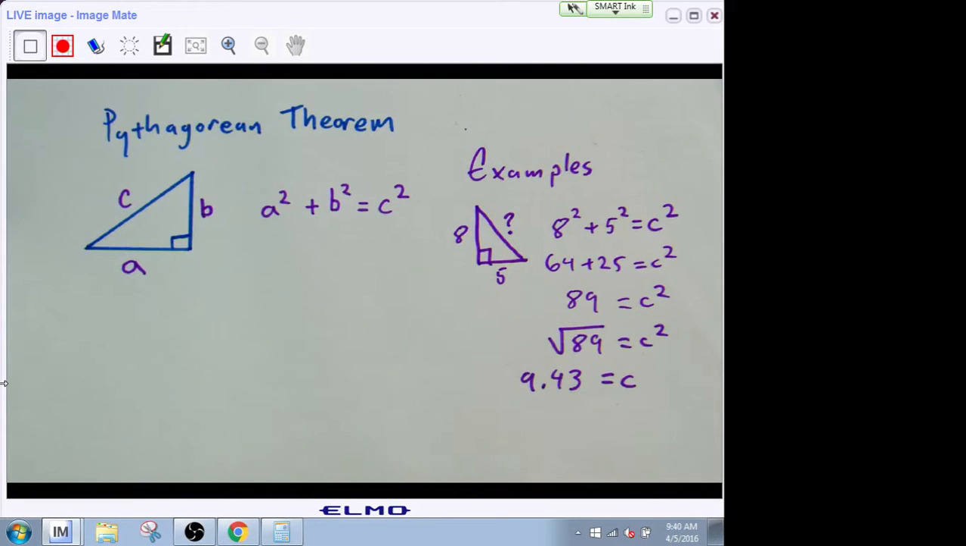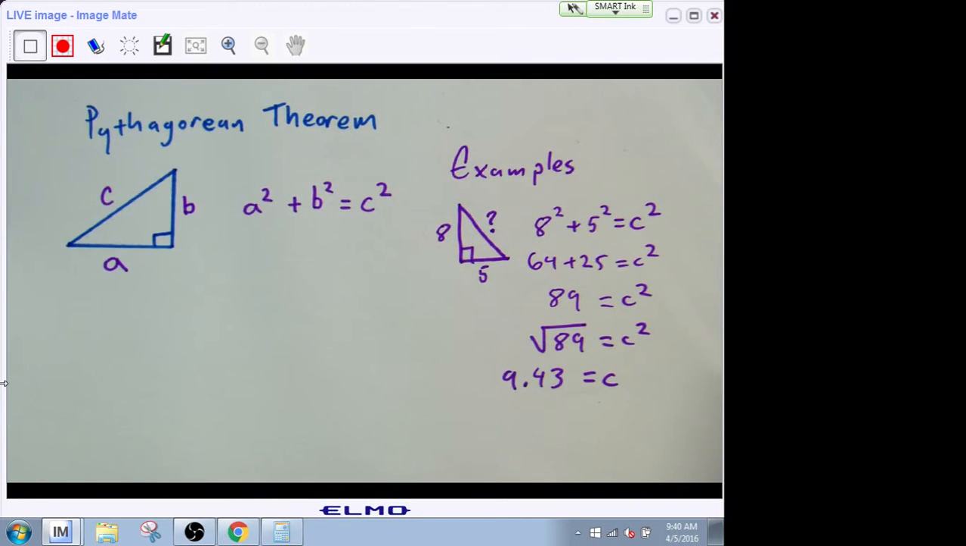Yeah? So now you want us to simplify? Yeah, for a lot of these, it's going to ask you the distance, so you can go ahead and simplify it. I want you to be able to do both. I want you to be able to know that square root of 89 is 9.43 approximately. Okay? So that's one example of the Pythagorean theorem.